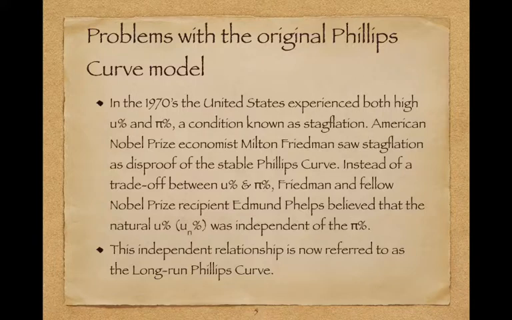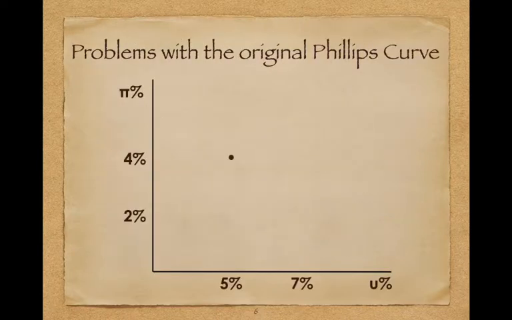In the 1970s, we talked about inflation earlier in this course, and in the 1970s, we went through an issue called stagflation. Now, stagflation is when both the unemployment rate and the inflation rate rise simultaneously. And the American economist Milton Friedman saw this as disproof of the stable Phillips curve. He said that, look, there is not this trade-off. So he got together with a fellow Nobel Prize recipient, Edmund Phelps, and he thought that the natural rate of unemployment, which we learned earlier, UN, was independent of the inflation rate. So they decided to come up with something called the long-run Phillips curve.